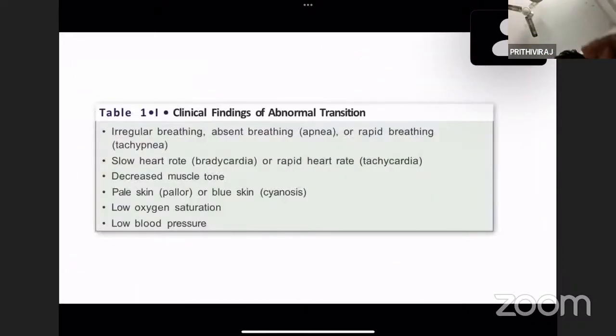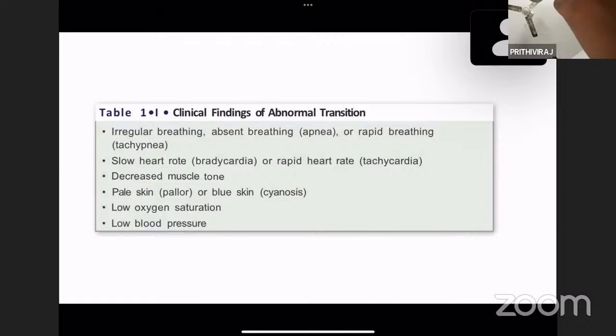As I said, if any one of these three steps doesn't happen in the proper sequence, then the child will show a condition known as abnormal transition, in the form of irregular breathing, absent breathing, or rapid breathing. Because of this, your alveoli are not getting enough oxygen, so the child will have a delayed transition. If the heart rate is slow or rapid, then the amount of blood that has to reach your pulmonary circulation is impaired.